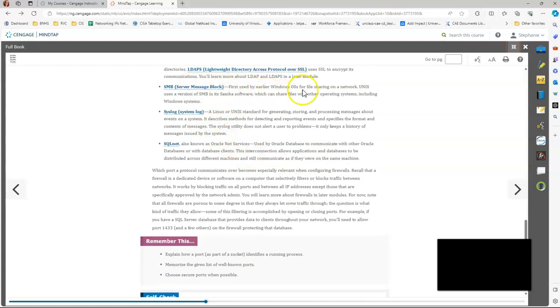SMB, Server Message Block. This is from the beginning of time with Windows OS, and Unix uses a version of SMB in its Samba software, so it can share files with other operating systems, including Windows. So Unix is just playing nice with Windows. Syslog is the Linux or Unix standard for storing and processing messages or events on a system. Syslog stands for system log. SQLnet is for Oracle services used by the Oracle database. Most of this we'll go over again, but it's good to touch on these here and know which ones are important.